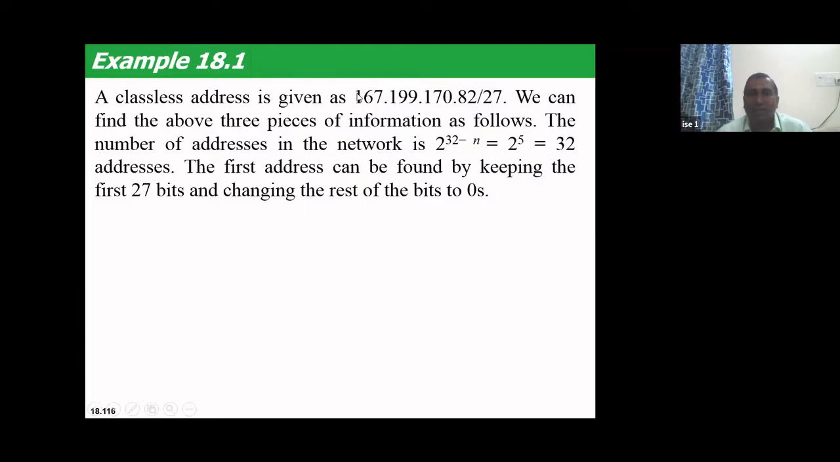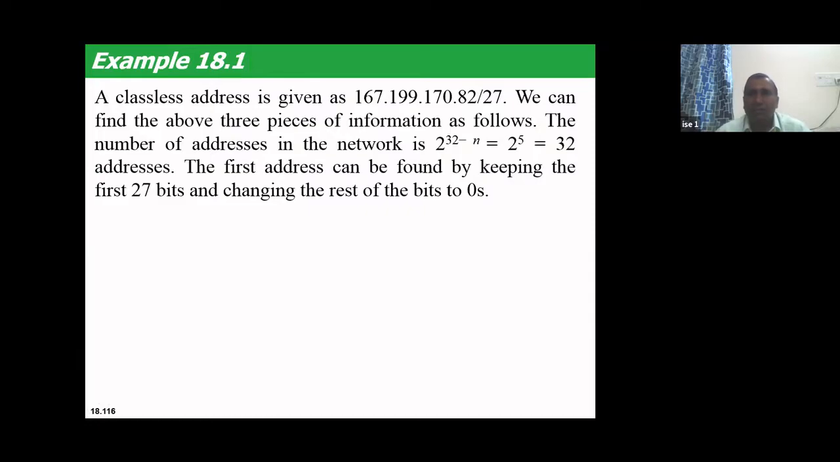So this gets converted into binary comprising 8 bits. This also gets converted into 8 bits, this is again 8 bits, and this is again 8 bits. Out of these 32 bits that we have converted into binary, the first 27 bits, taken from left to right, are taken as the prefix.